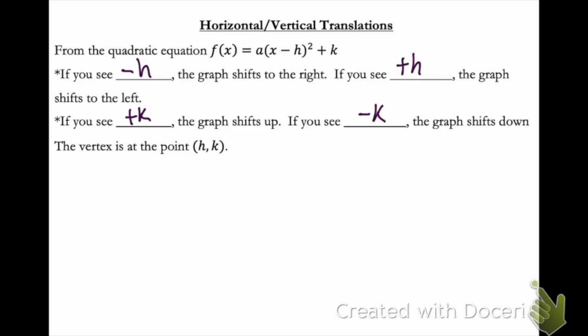Likewise, if we see a plus k, our graph goes up, and if we see a minus k, our graph goes down. Don't forget the vertex is always the point h, comma, k.